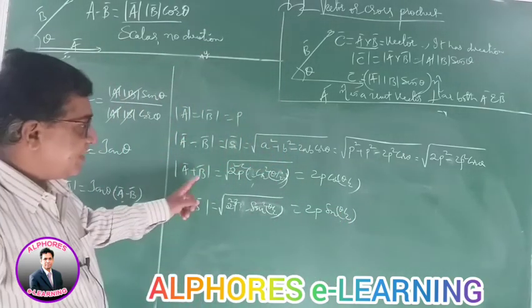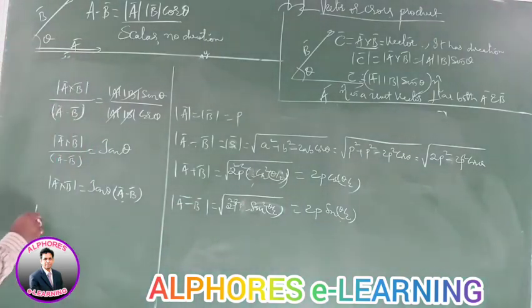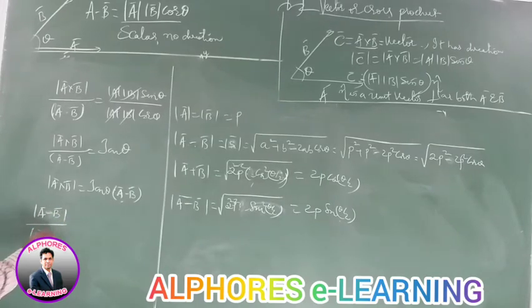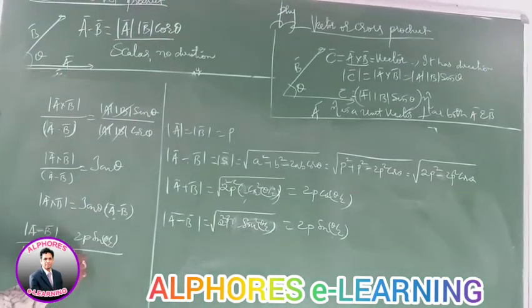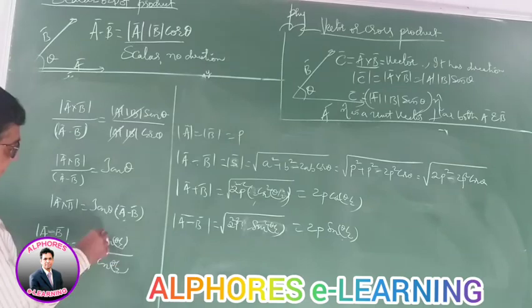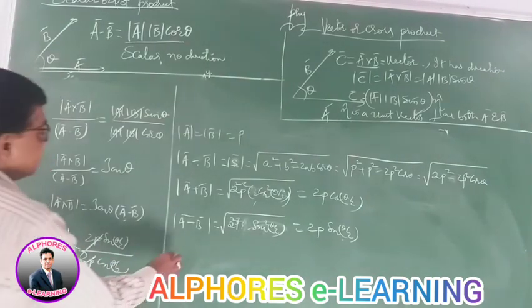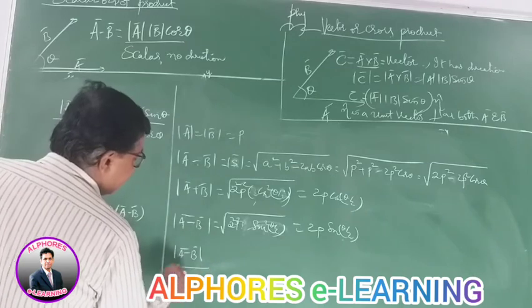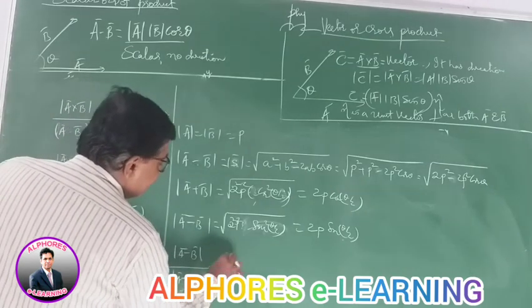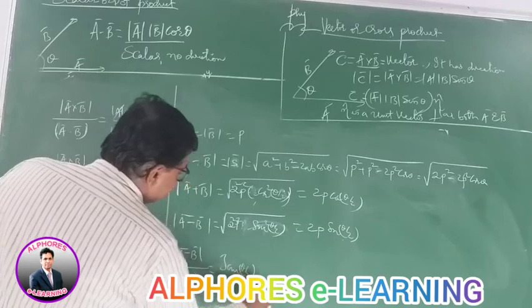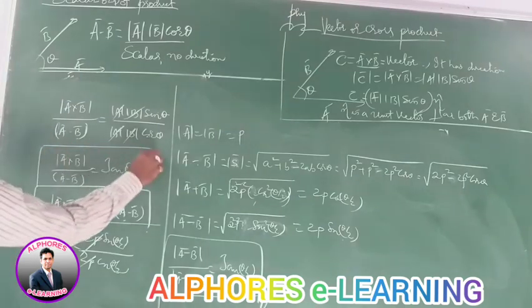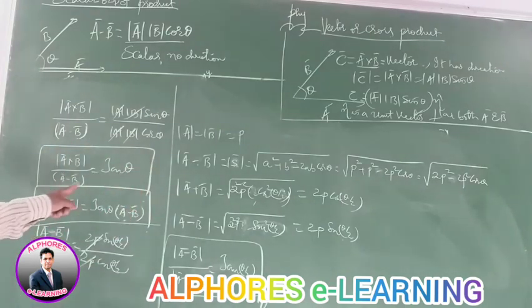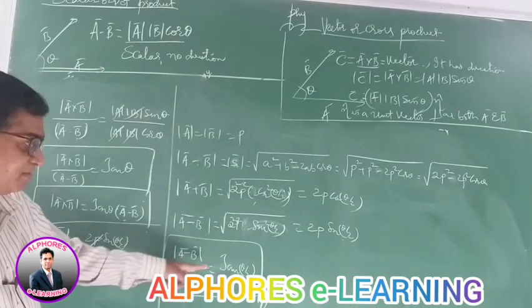Now if I divide these both, mod A minus B by mod A plus B, mod A minus B is 2P sin theta by 2 and mod A plus B is 2P cos theta by 2, then it is tan theta by 2. So therefore mod A minus B by mod A plus B is tan of theta by 2. Here mod A cross B and A dot B ratio is tan theta. Mod A minus B and A plus B ratio is tan theta by 2.